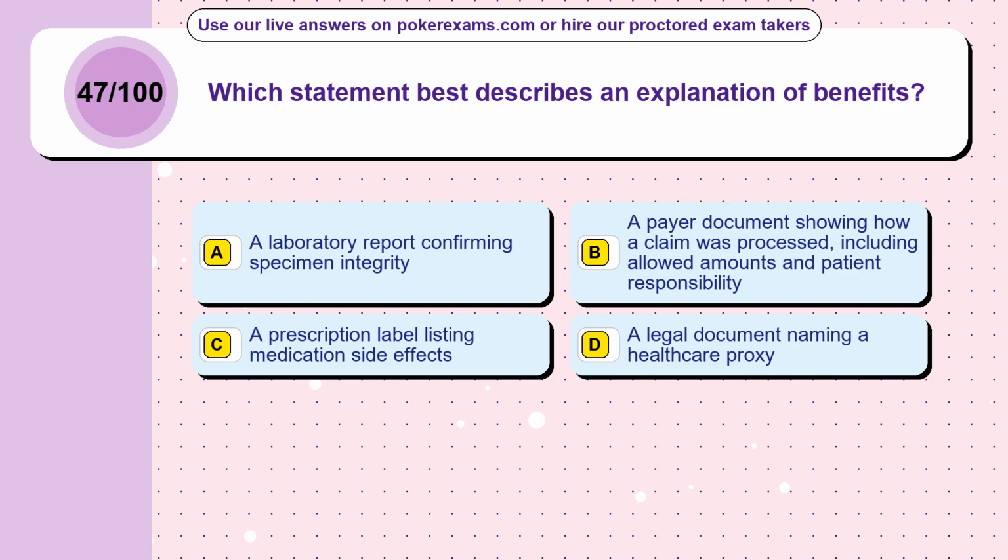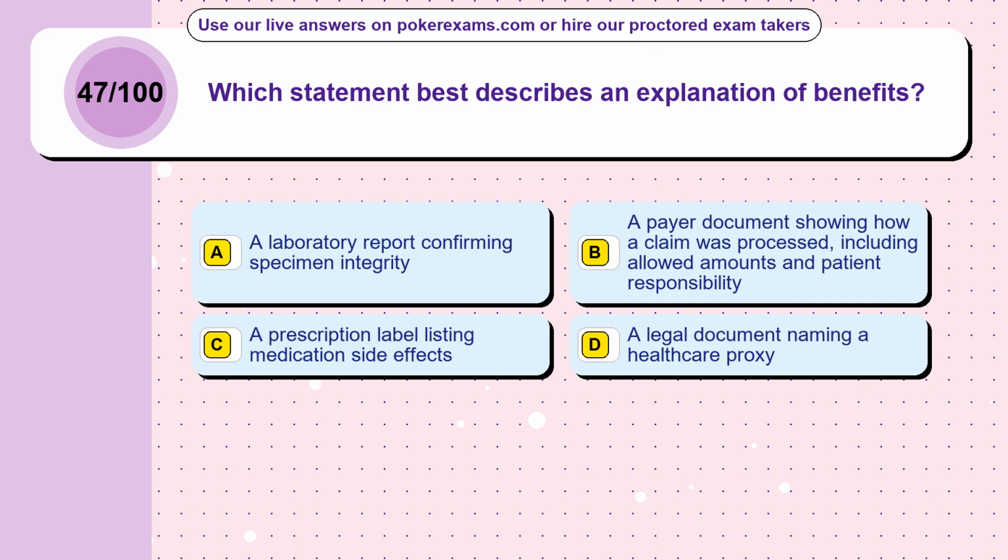Option A. A laboratory report confirming specimen integrity. Option B. A payer document showing how a claim was processed, including allowed amounts and patient responsibility. Option C. A prescription label listing medication side effects.